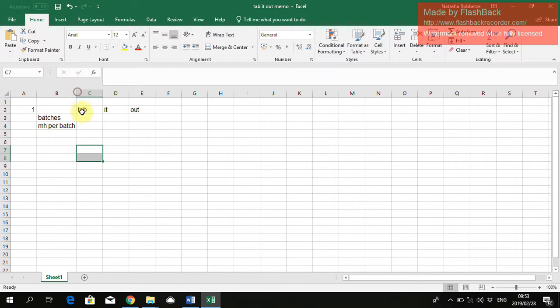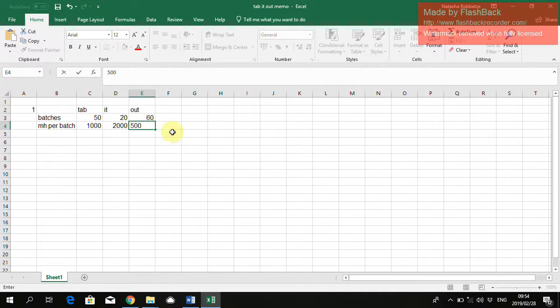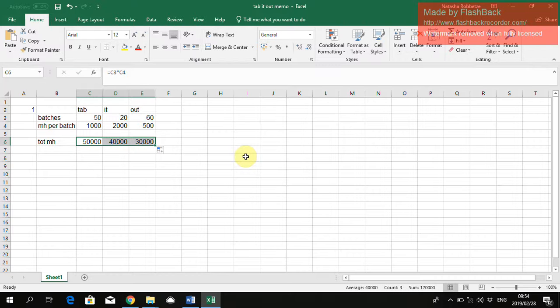And the information was given to me. So the batches, it seems, was 50 for tab, it was 20, and it was 60 for out. Then the machine hours per batch was given as 1,000, 2,000, and 500. And then to get to the total machine hours, I will have to go and times the batches by the machine hours per batch. I will get then 50,000 for tab, 40,000 for it, and out will give me a total of 30,000, it would seem.